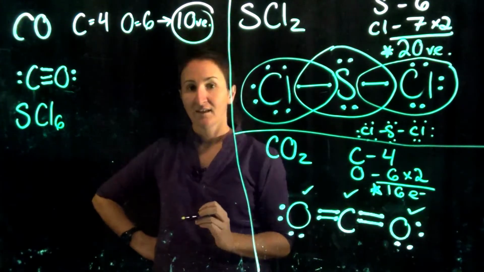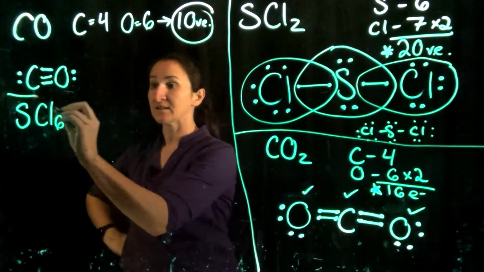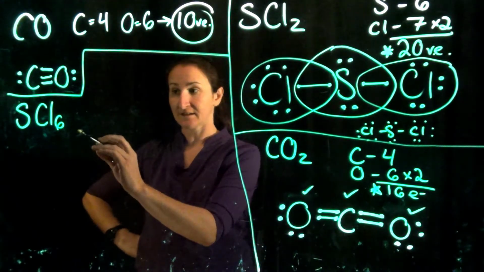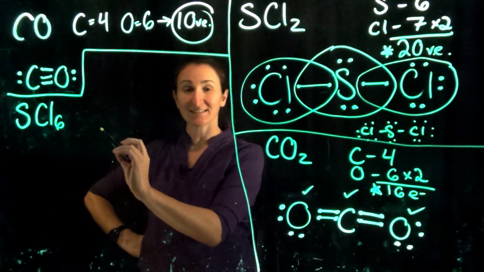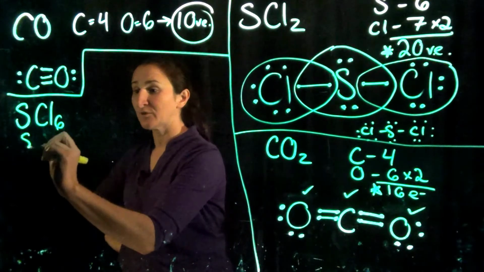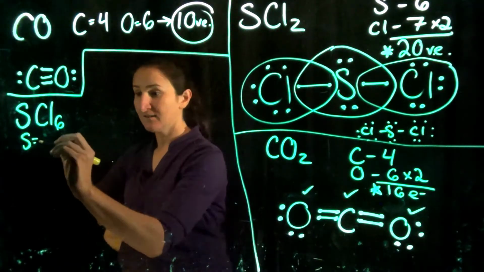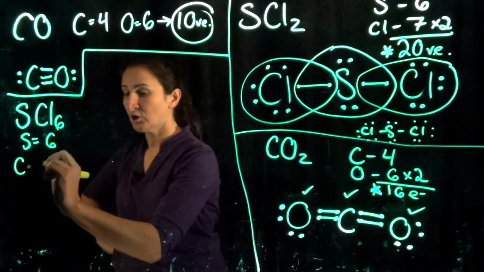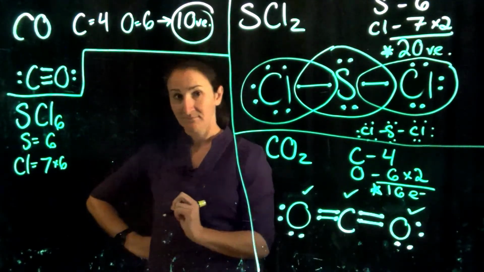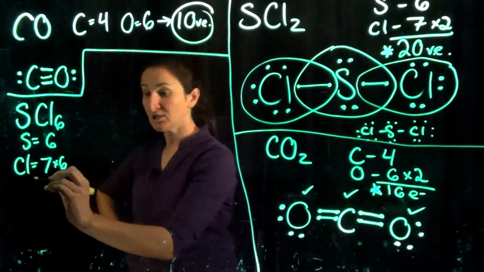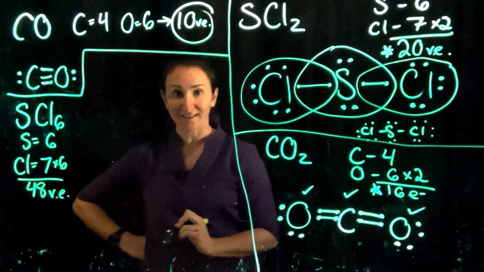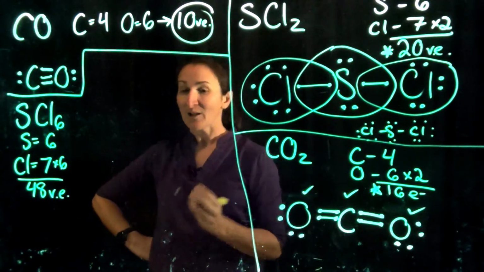Let's do another one. The next molecule we want to do is sulfur hexachloride, what you see here. With sulfur hexachloride, let's decide how many electrons we have available based on our valencies. Sulfur is underneath oxygen again, so we have 6. Chlorine is in group 7, but there are 6 of them. So 7 times 6 is 42, for a total of 48 valence electrons. Woo, that's going to take me a while to draw. Okay, so let's start drawing it.